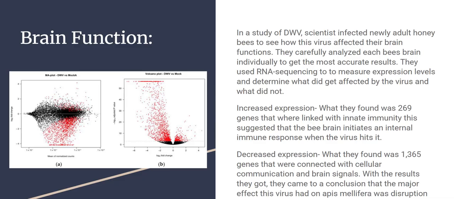For increased expression, what they found was 269 genes that were linked with innate immunity. This suggests that the bee brain initiates the internal immune response when the virus hits the body. For decreased expression, they found a lot more genes that were affected: 1,365 genes, and these were connected with cellular communication and brain signals. With these results, they came to the conclusion that the major effect this virus had on Apis mellifera was the disruption to the brain and how the brain functions.